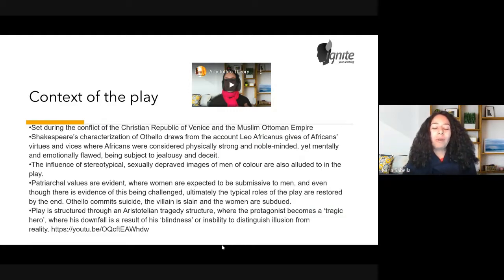In relation to women, she's expected to be submissive, even though Emilia challenges her husband, and Desdemona challenges her father by running off with another man that he hasn't necessarily approved of, etc. But like I said, ultimately the typical roles of the play are restored by the end.